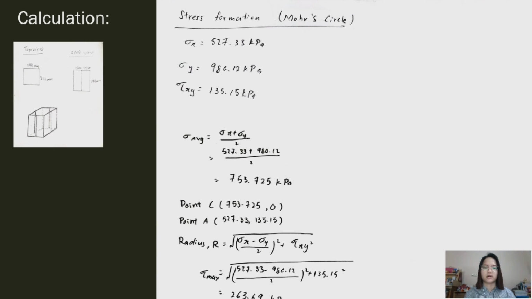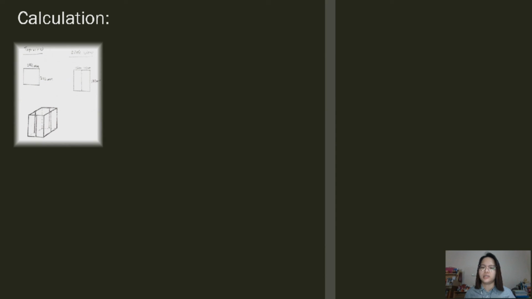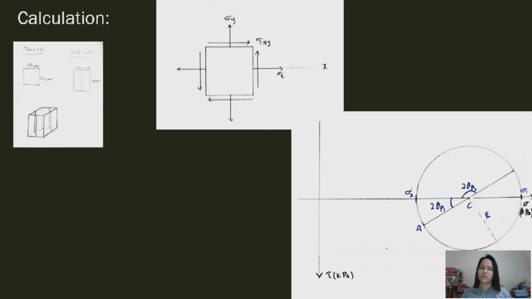And next, we'll be calculating the principal stress, sigma 1 and sigma 2. The formula is sigma x plus sigma y divided by 2, plus or minus the square root of ((sigma x minus sigma y) divided by 2) squared plus tau xy squared, which is also equal to sigma average plus or minus tau max. And lastly, for the orientation of the element, theta p can be calculated using the formula tangent of 2 theta p equals tau xy over (sigma x minus sigma y) divided by 2. So the next is the Mohr circle. That's all from me. Thank you.